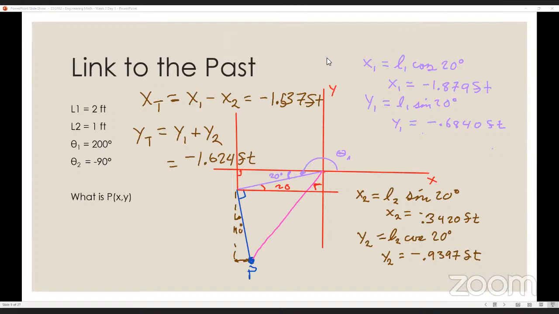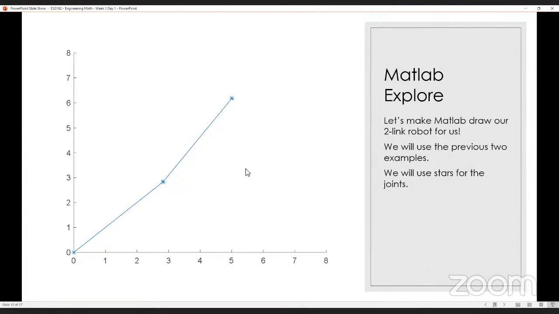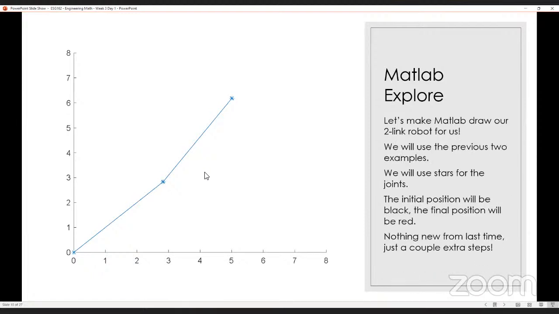All right. So in MATLAB, what did I do? This is an example because we're going to make a two-link robot in MATLAB. We're going to use the previous two examples and we're going to use stars for the joints. This is not that robot, because it's not the right configuration. When we look at it, the initial position will be in black, final position will be in red.